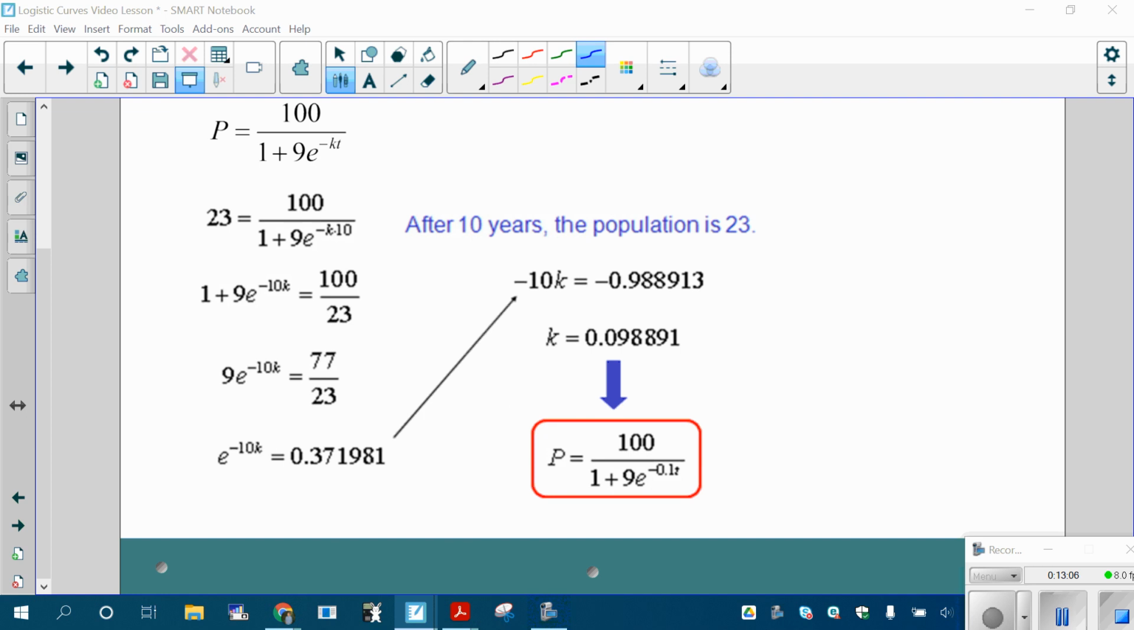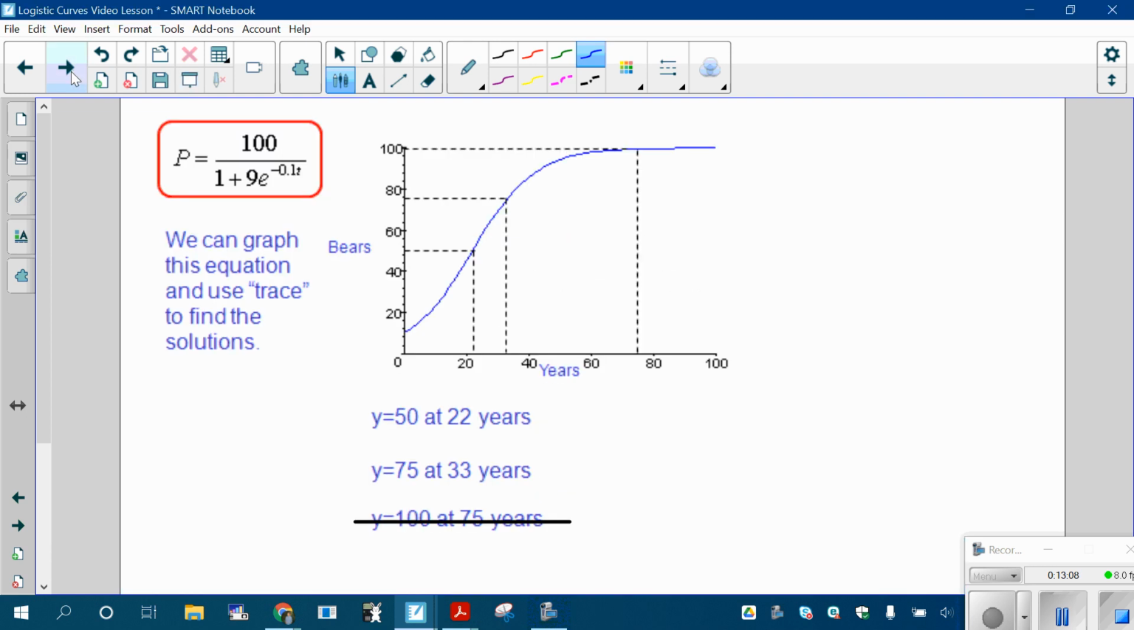Okay. Let's actually answer the question now that we have our function. How are we going to figure out when this equals different y values? Well, you can solve it on your calculator. So when is it going to equal 50 bears? You could use second calc intercept and figure out that's going to happen after 22 years. When's it going to have 75 bears? After 33 years. When's it going to have 100 bears?